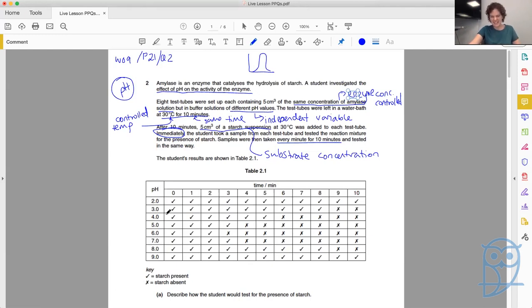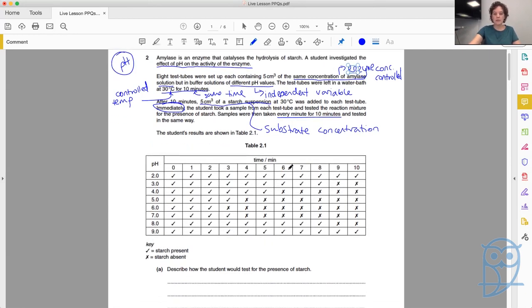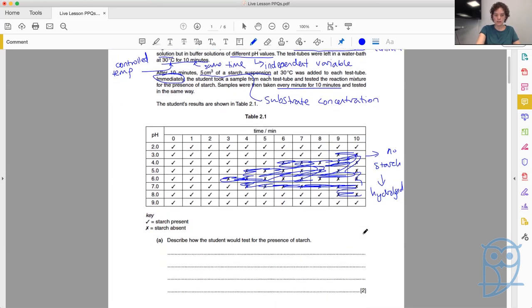So, what a lovely thing this is to try and figure out. But we can do it. So, time in minutes, 0 through 10 minutes, pH 2 through 9, starch present and starch absent. So, just to make it easier, there are our starch gones. Okay, so if starch is gone, that means it's been hydrolyzed. So there's our enzyme activity. Okay, so now we get to some questions.